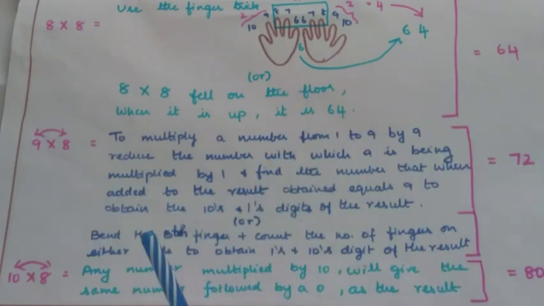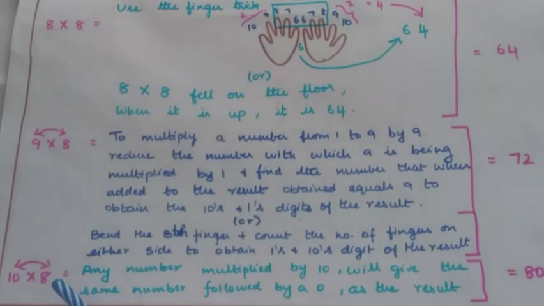Now let's move to the next row where 10 needs to be multiplied by 8. Since we've learned the table 10 already, you can just use the trick that we have learned for the learning of table 10, where any number multiplied by 10 will give the same number followed by a 0 as the result. So since here 10 is being multiplied by 8, you need to just add a 0 to 8 to obtain 80, which becomes the result of 10 into 8. So these are the 10 rows of table 8.